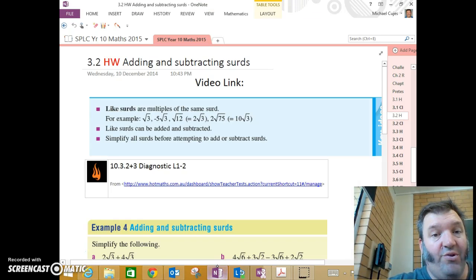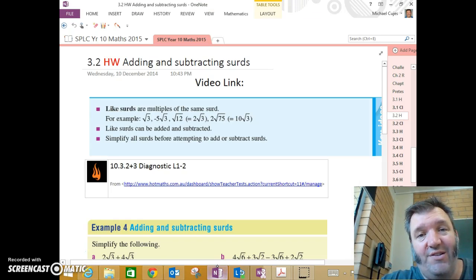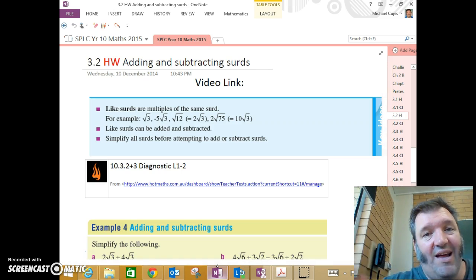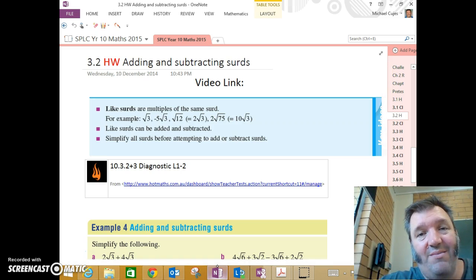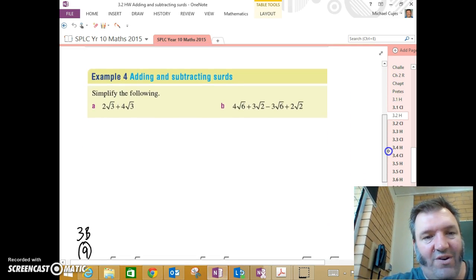All right, so 10.3.2, adding and subtracting surds. This is so easy, it's ridiculous. Adding and subtracting surds is the same as adding and subtracting algebraic expressions. You can only add or subtract like terms when you're doing algebra. With surds, you can only add or subtract like surds, that is, the same number under the radical sign. It's that easy. Let's have a look at some very simple examples.